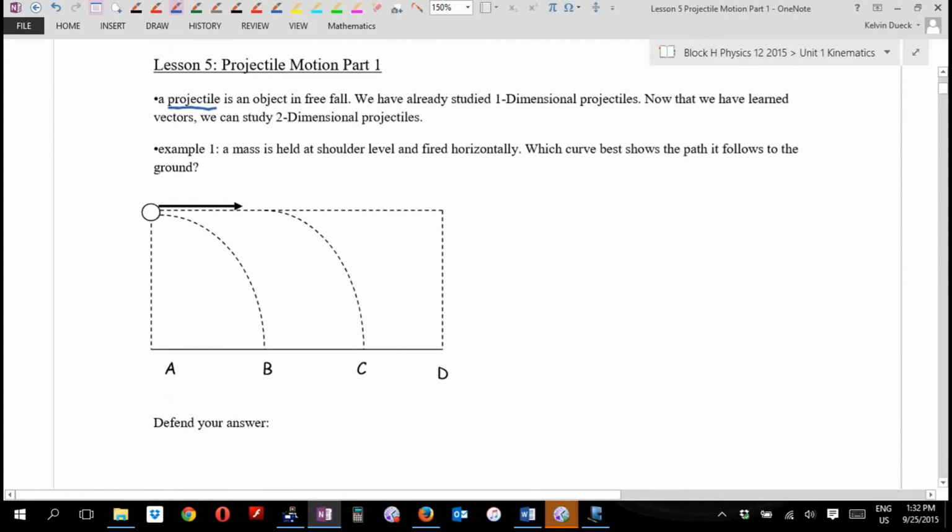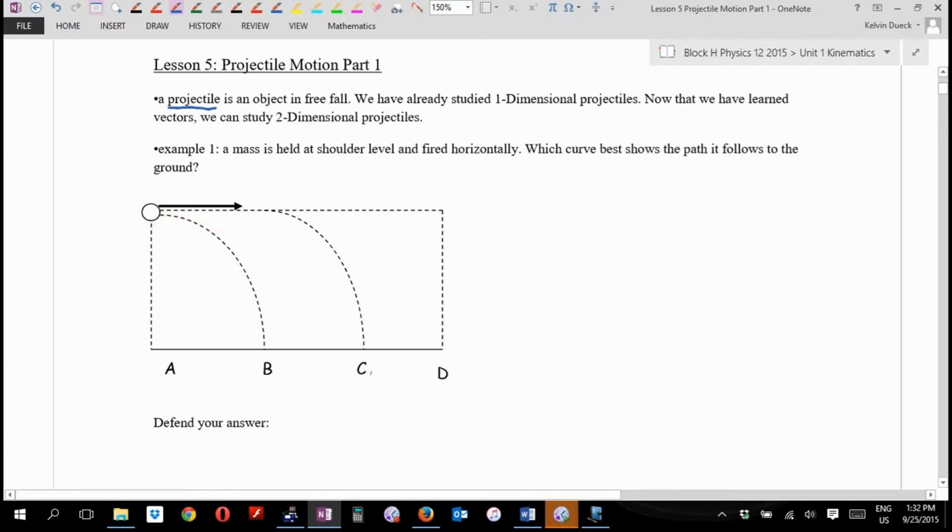A mass is held at shoulder level and is fired horizontally. So here's my Nerf dart gun. It's on my shoulder. I'm not going to be able to fire it like this, but if I fired it exactly horizontally, what do you think would be the most accurate path that it took? Path A, straight down. Path B, path C, or path D?